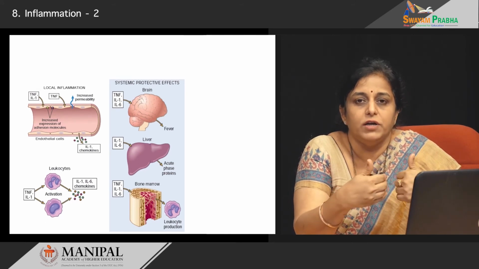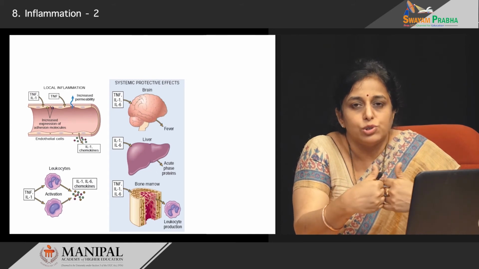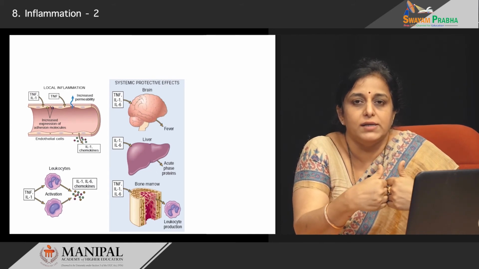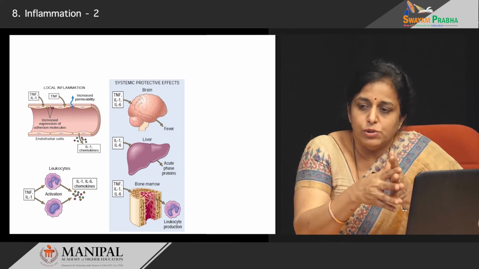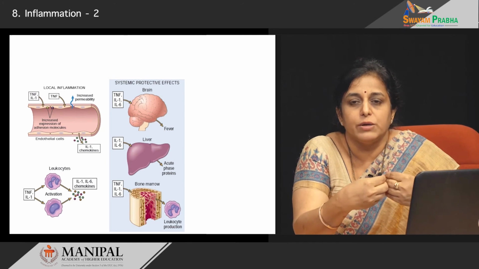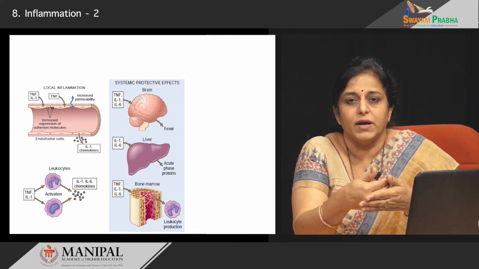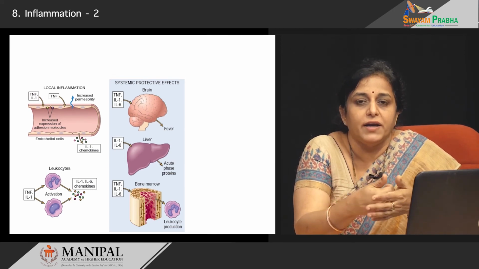Also, I am sure you have learnt about the C-reactive protein, which is a sign of inflammation, which is also induced by the action of cytokines on the liver. Also, these have effects on the bone marrow. So the bone marrow starts producing more and more leukocytes, which are released into circulation, leading to leukocytosis. All these are protective mechanisms to help our body fight against the infection.